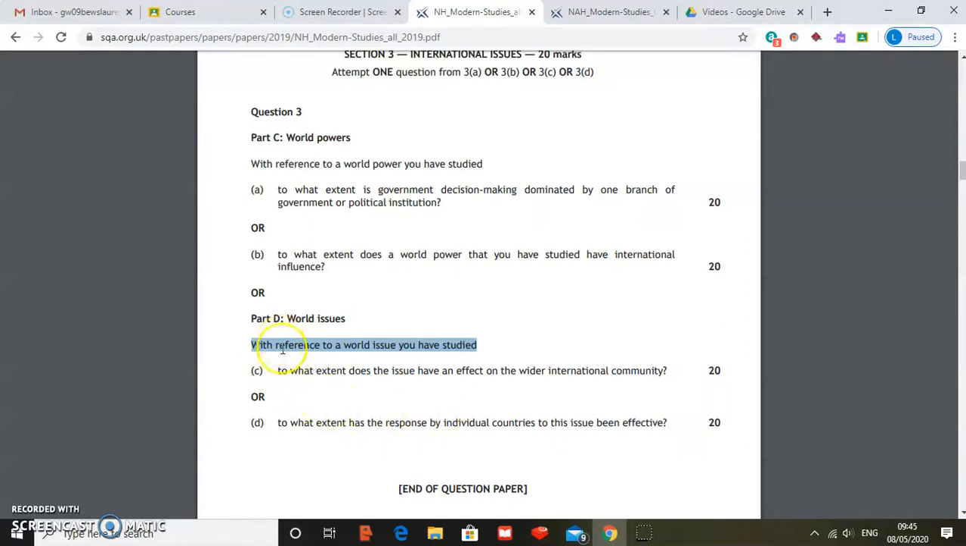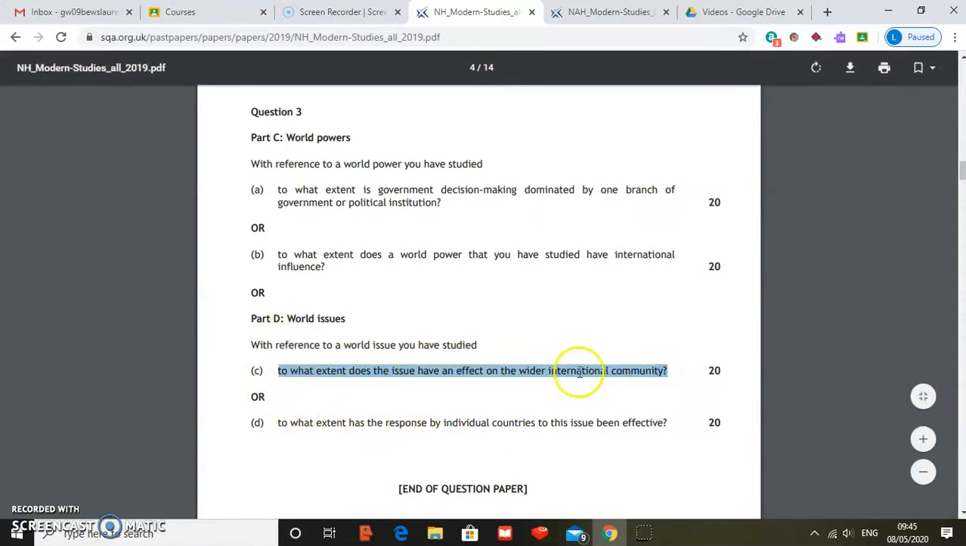And you can see there are 2 different questions, and it says to what extent, which means you have to argue good and bad. So you have to argue both sides of the argument once again. And that's your paper 1.